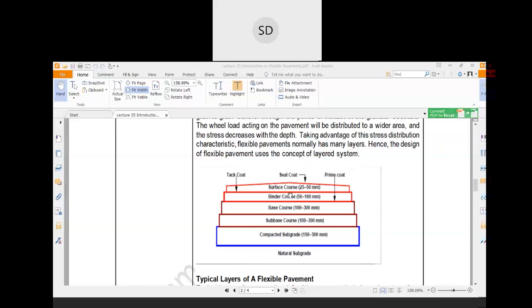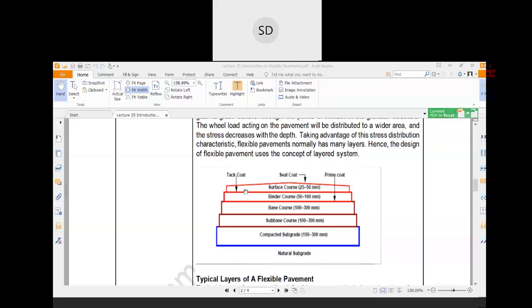Now in the binder course, the bitumen content used with the aggregate would be lower than in the surface course. Basically, this binder course is added to reduce the cost of the construction. Now, between the binder course and surface course, another coating of the bitumen would be there, and that coating is called tack coat. And over there, the surface course would be built up.